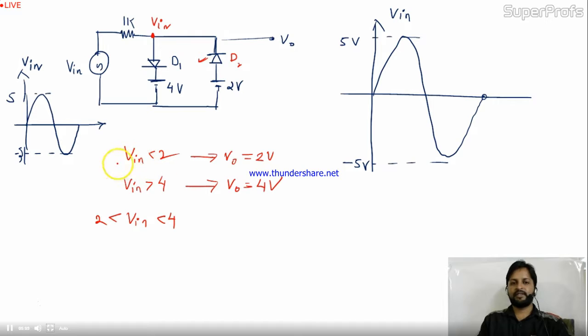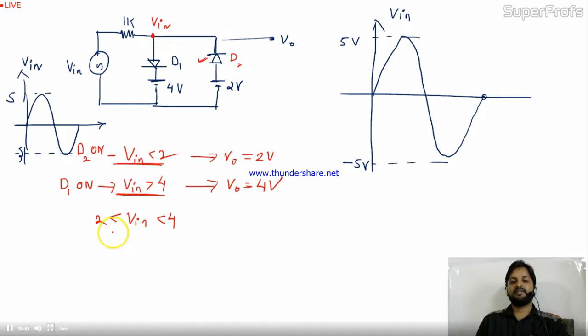Now you can check these 2 conditions. Only one diode will operate at one time. When V in is less than 2, will D1 conduct? No, D1 will only conduct when V in is greater than 4. So when D2 conducts, D1 will be off. Now let's check the condition of D2 when D1 is on. This is the condition for D1 on. This condition is for D2 on. Let's check the status of D2 when V in is greater than 4. This voltage is 4. D2 is in reverse bias. So at a time only one diode is working.